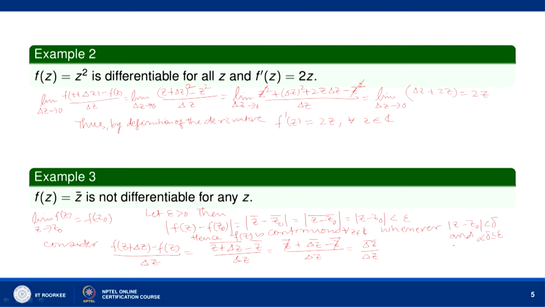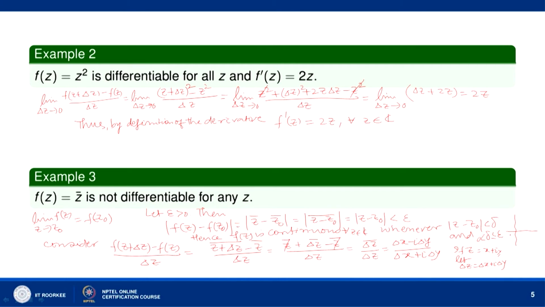Now, if z is equal to x plus i y, let delta z be equal to delta x plus i delta y. So, delta z conjugate will be delta x minus i delta y, divided by delta x plus i delta y.